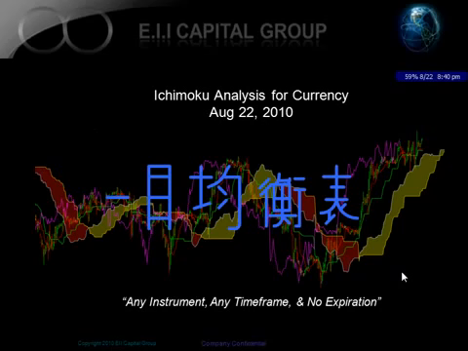This is a weekly Ichimoku analysis for the currency market. We'll begin. We've got a lot to cover.